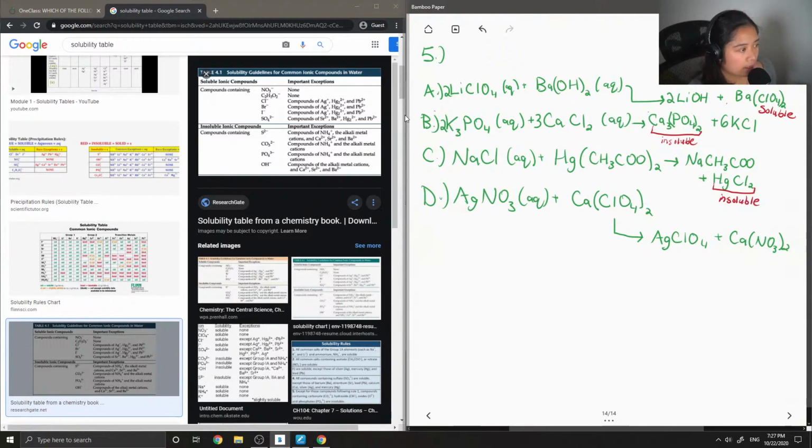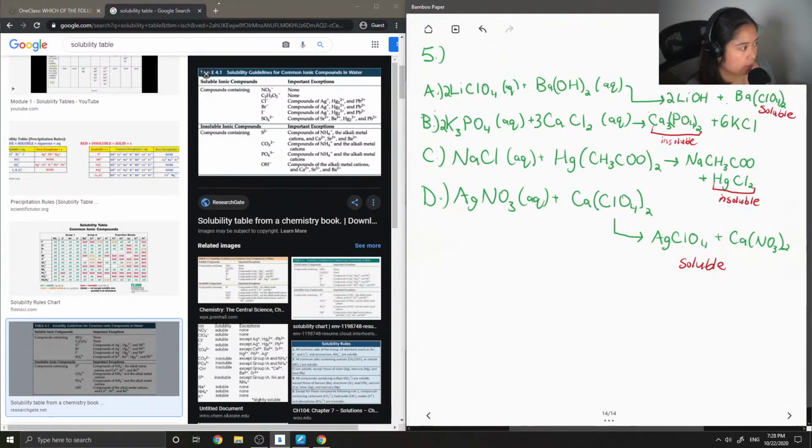Then let's look at the last one. Silver here and calcium nitrate is soluble. And this is soluble as well.